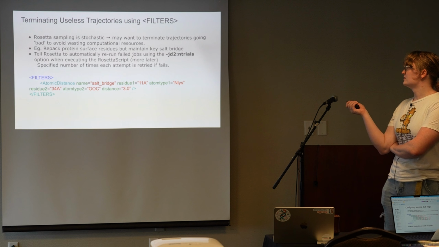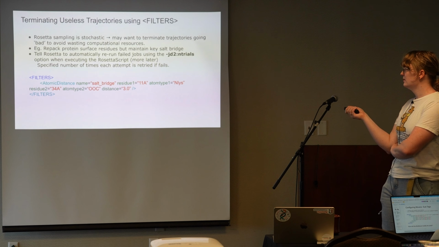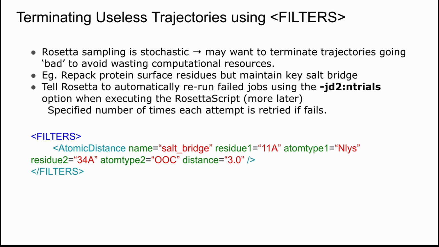Filters. So yeah, this is really important. Because sampling is stochastic, sometimes it might be going in the wrong direction. And filters are how you can kill the job early and have it restart to avoid going down the wrong rabbit hole unnecessarily.